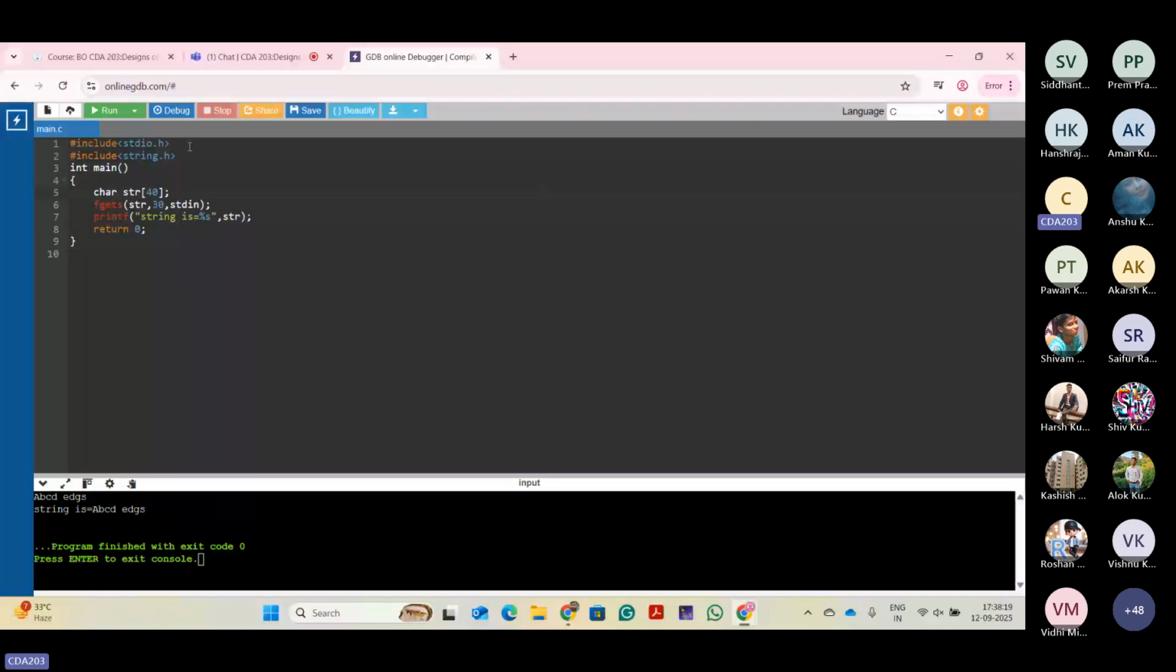So what this string.h does is it contains some functions. 30 is the maximum character length that fgets can read, and stdin stands for standard input. I mean, from where it's taking the input, standard input.